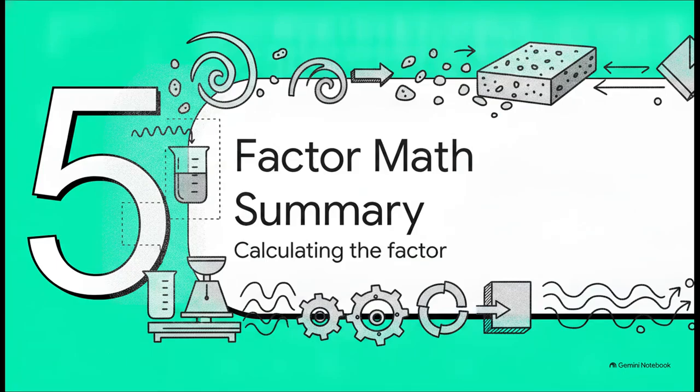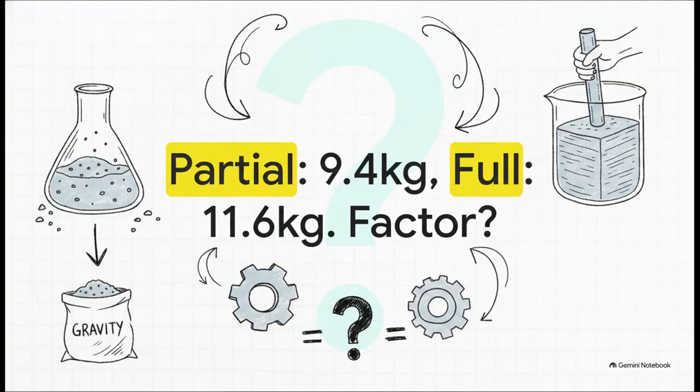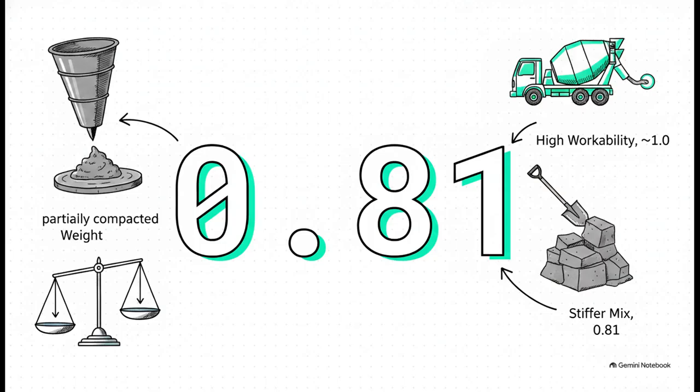Let's calculate this factor. Time for our next knowledge check. Let's say, in our lab experiment, the partially compacted concrete, the stuff that just fell in via gravity, weighed 9.4 kilograms. After emptying it and manually compacting the same mix with our tamping rod, it weighed 11.6 kilograms. So how do we calculate the compacting factor? I'll give you a second. The answer is 0.81. All you do is divide the partially compacted weight by the fully compacted weight.